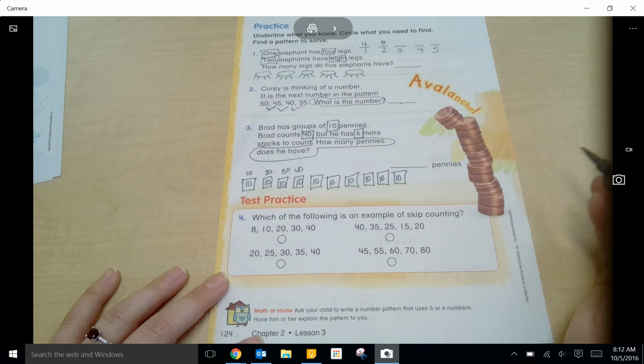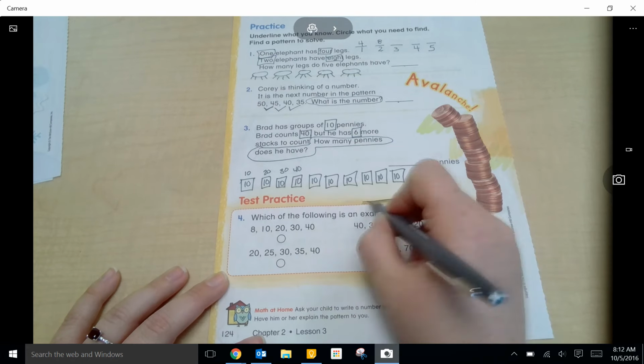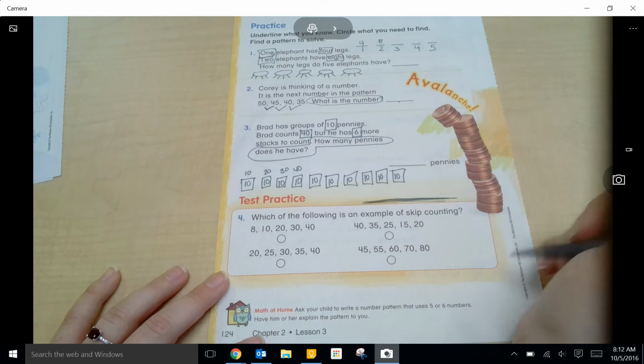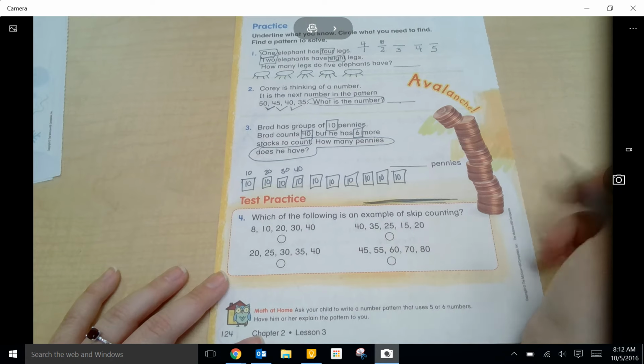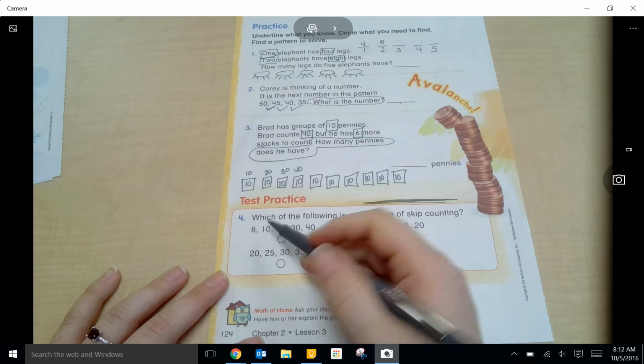Number 4, which of the following is an example of skip counting? Remember, your parent has to sign right here to get that Dojo point and to get your box checked for the Fun Friday.